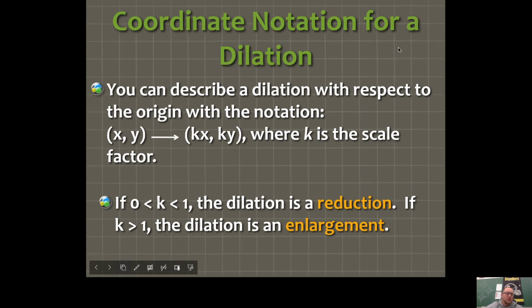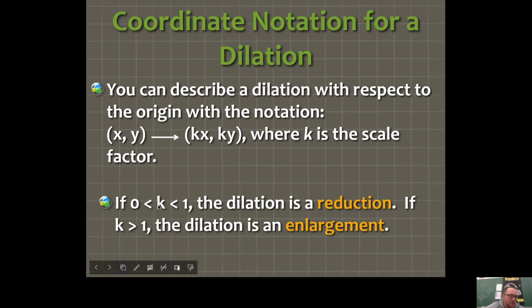You're going to see coordinate notation for a dilation as well. You can describe a dilation with respect to the origin with this notation. Your ordered pair X, Y is going to be mapped to a new ordered pair, where you're going to multiply both X and Y by the same number. And that number we're going to call K. That K is your scale factor. So K is just a number.